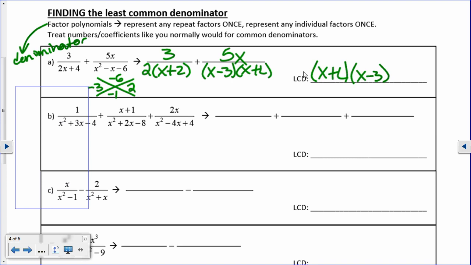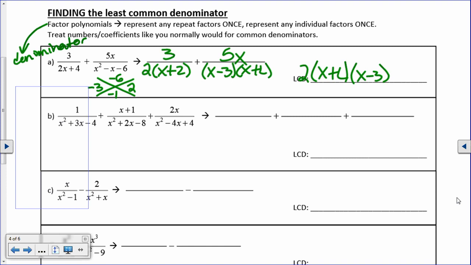We usually put the monomials at the front. Right? So I have one representative of every factor that I have in the denominator. You do not have to write the x plus 2 twice. That's what I mean by the repeat factors. If you see it occur twice, if there's a pair, you just write it once. Okay? So that's what your common denominator is.